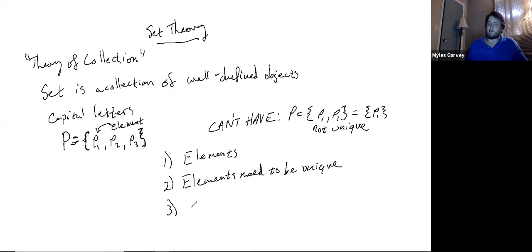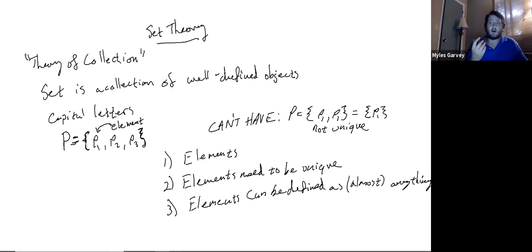The last rule is that elements can be defined as, and I'm going to use almost here, almost anything. I can talk about the set of trucks, the set of workers, the set of all people in the world, the set of all points in space, the set of all cups in a cabinet, the set of all students in a classroom, the set of all classrooms. Put differently, sets can contain other sets, right?